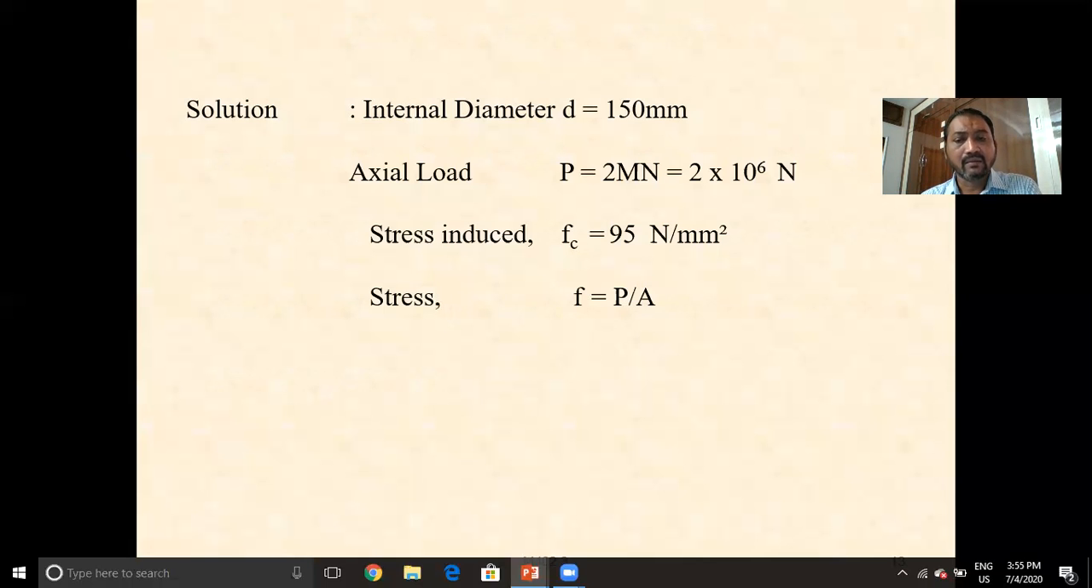And we know that the stress is equal to P by A. So A is equal to P by f. P is given and f is given. If we substitute the values, we'll get the answer as 2.105 into 10 power 4 square mm. This is the value of the area.